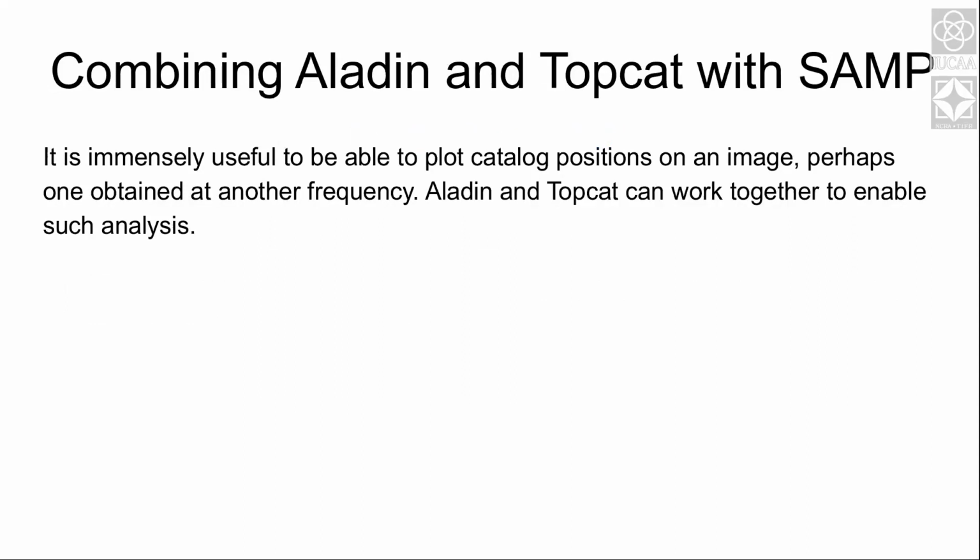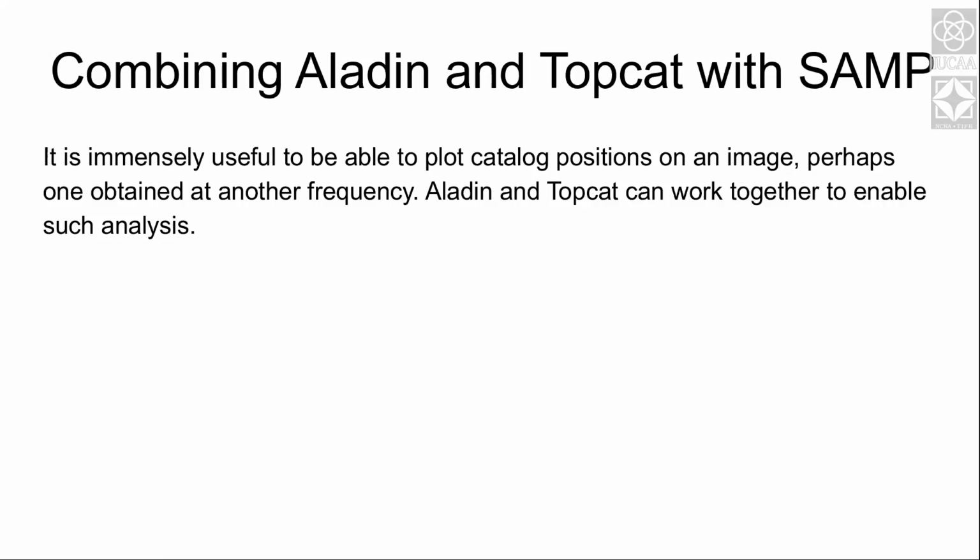It is possible to combine Aladdin and Topcat with a tool known as SAMP. SAMP is actually a protocol. It's a messaging protocol that allows information exchange between VO compliant tools, virtual observatory tools. So what you can do is you can load a catalog in Topcat and then send the catalog to Aladdin via SAMP. So you open your image in Aladdin.